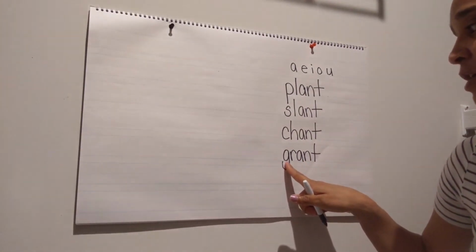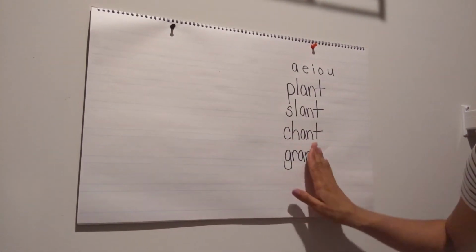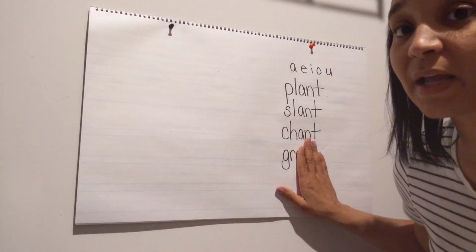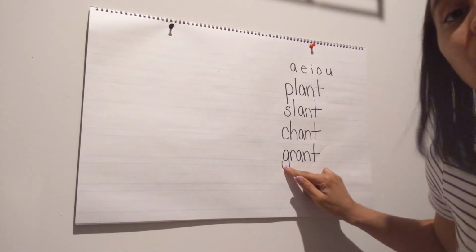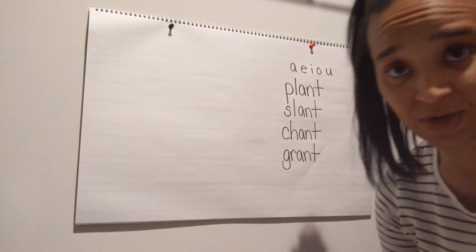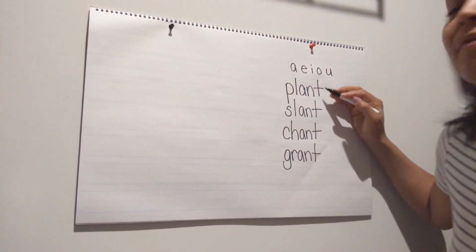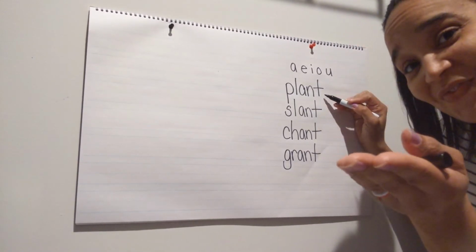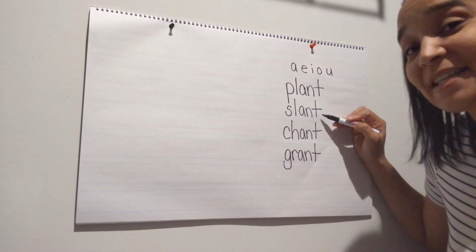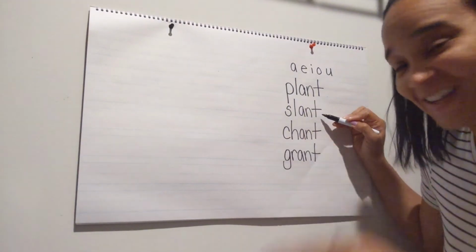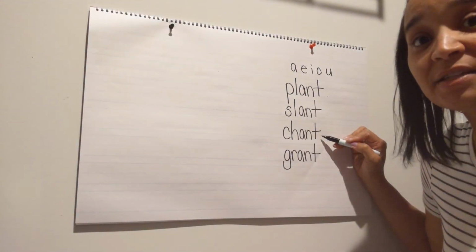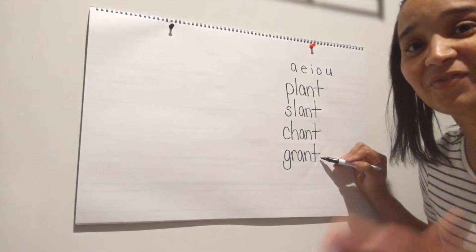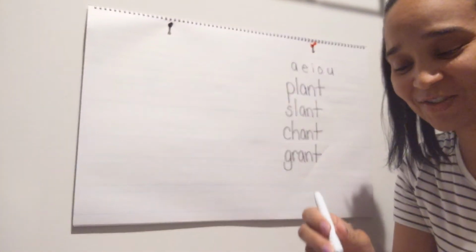All right, we have G-R. We're going to stop at the A, cover it up. G-R says grr. All right, put it together. Grr. Ant. Grant. Like grant a wish. All right, so let's read over the words again. Ready? Repeat after me. Plant. Good. Slant. Good. Chant. Good, you got it. And grant. Excellent job. All right, girls.